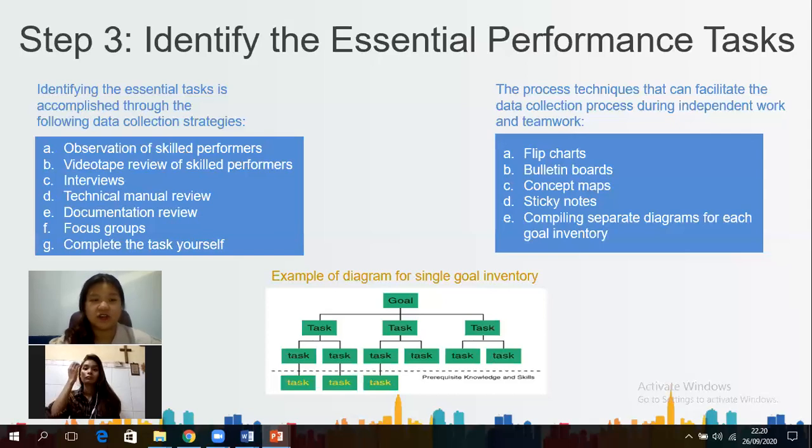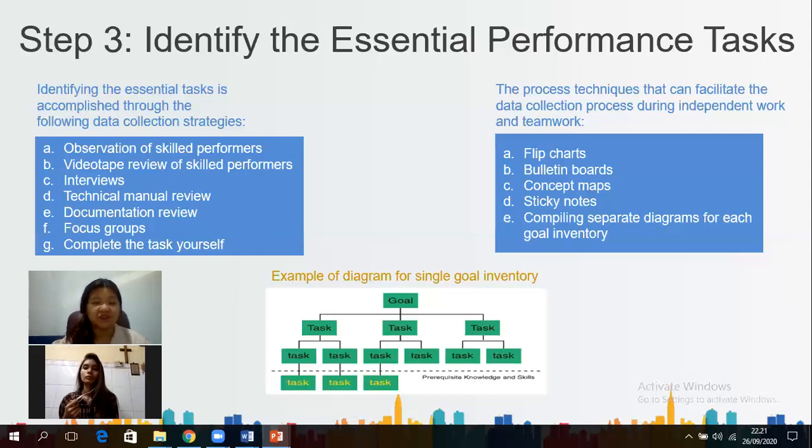The first one is to observe the skill performance, and then videotape review of skill performance, interviews, technical manual review, and then the documentation review. And then the focus groups, and then complete the task yourself.